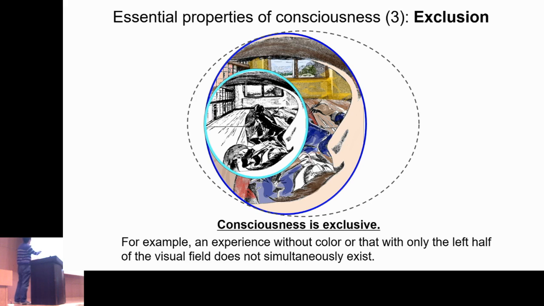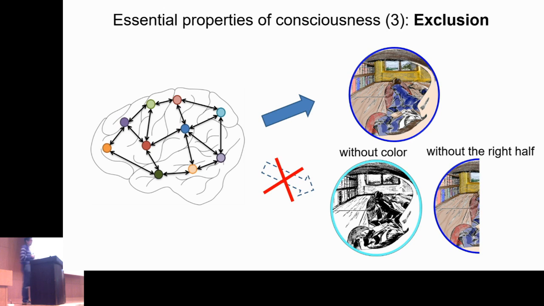For example, when I experience this, without color, or only the left, do not exist in this world. What exists is only this. So we believe that our brain, of course, generates this consciousness.